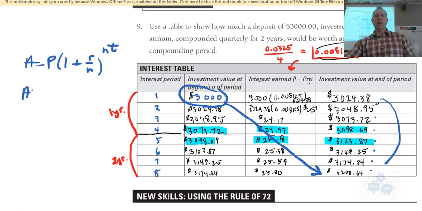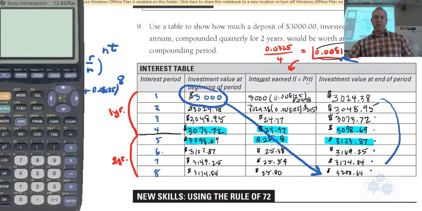So let's see if we can figure out from $3,000. 1 plus, what's r over n again? Well, that's this: 0.08125. And then we have what? 4 times 2, so that's 8 periods. So you see, that's what we're doing. We're doing this 8 times, and we're adding, and we're finding the final value. So let's see if this works.